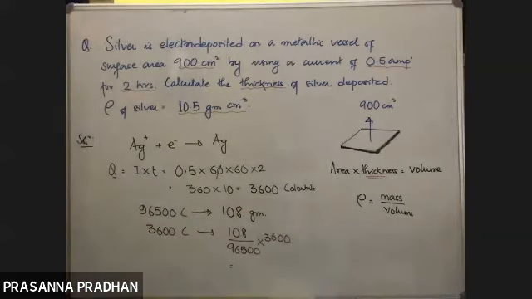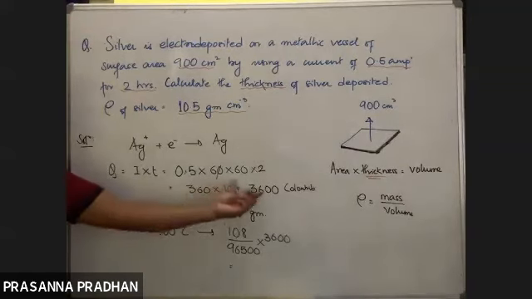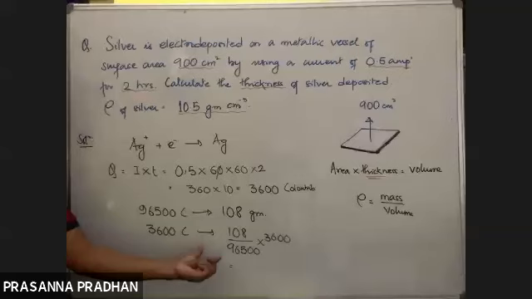Someone please give me the answer. What is the weight of silver deposited on passing 3600 coulomb? 108 multiplied by 3600 divided by 96500.